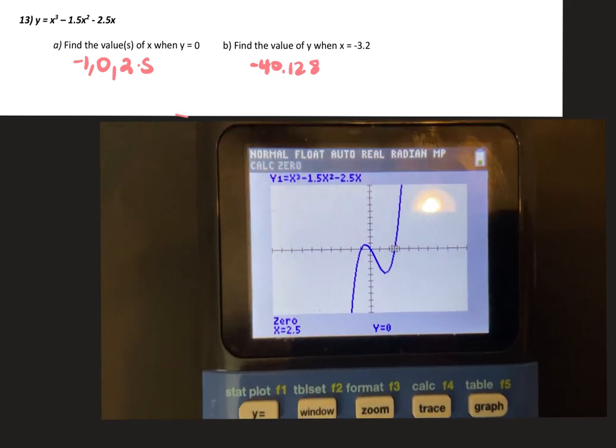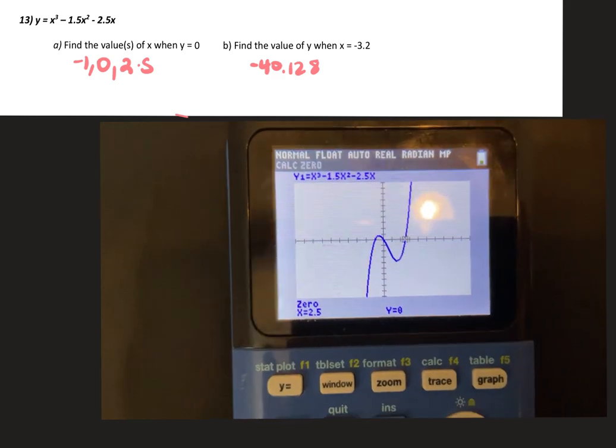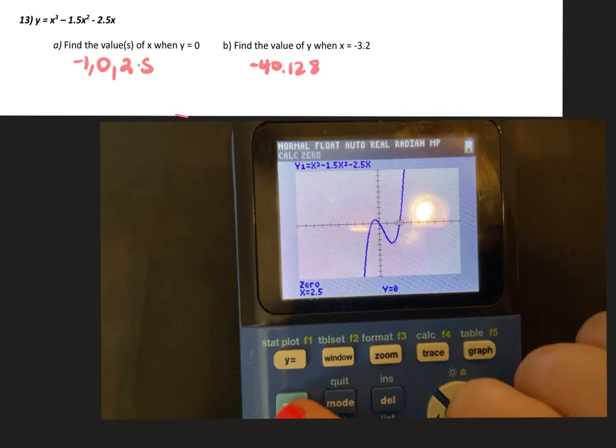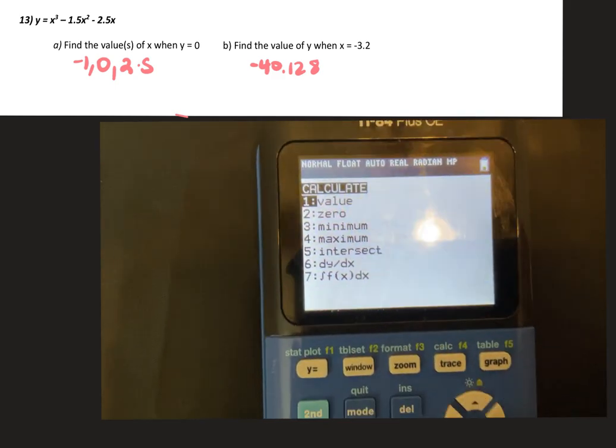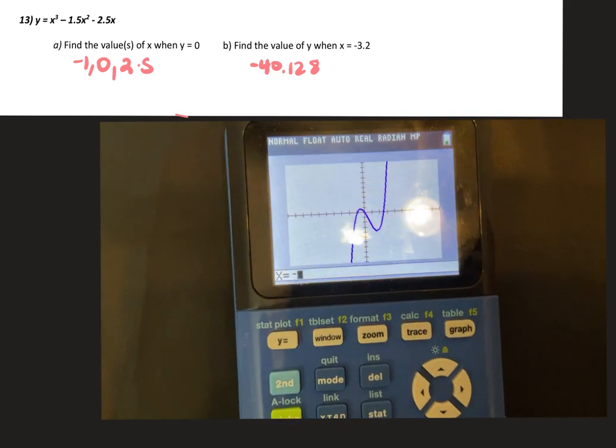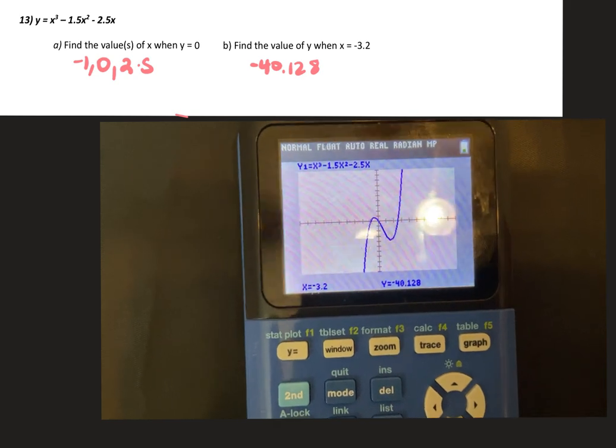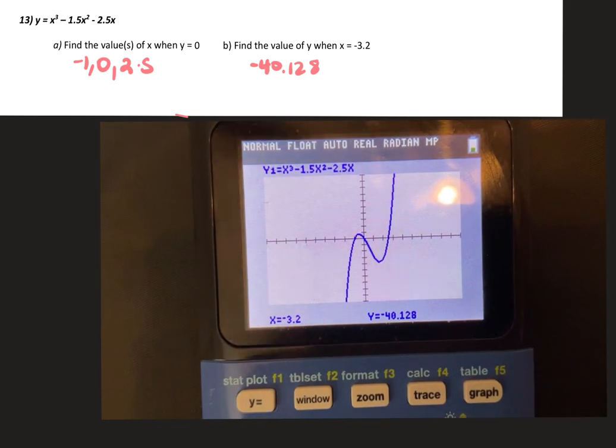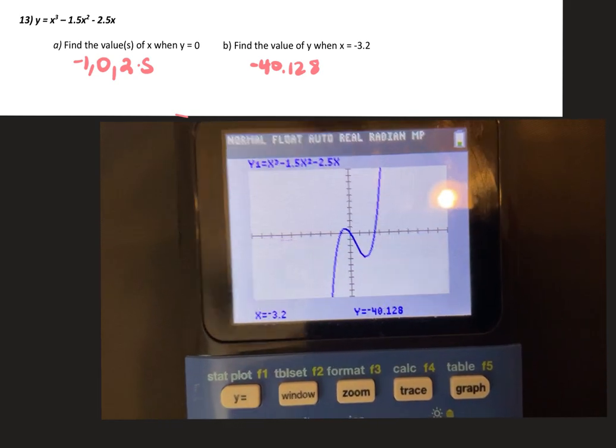Now it wanted to know the value of y when x was -3.2. So second trace, go to value, -3.2, and my y is -40.128.